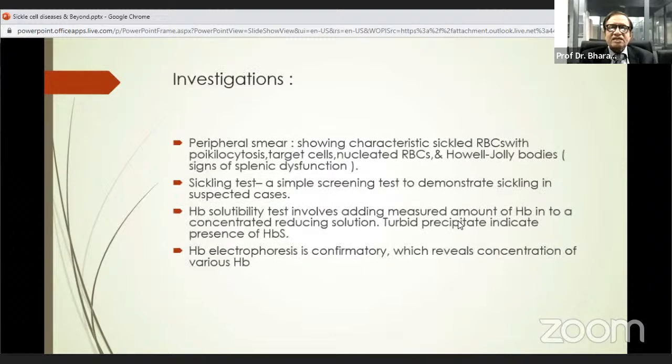Which investigations are carried out in case of sickle cell disease? There is a peripheral smear showing the characteristic sickle RBCs, and there is poikilocytosis, target cells, nucleated RBCs, Howell-Jolly bodies, and signs of splenic dysfunction. The sickling test is a simple screening test to demonstrate sickle cells in suspected cases. The hemoglobin solubility test involves adding a measured amount of hemoglobin into a concentrated reducing solution, and a turbid precipitate indicates the presence of hemoglobin S. And hemoglobin electrophoresis is a confirmatory test which reveals the concentration of the various hemoglobins.